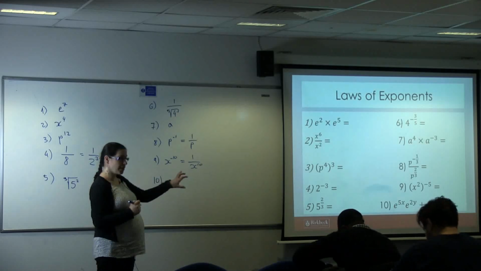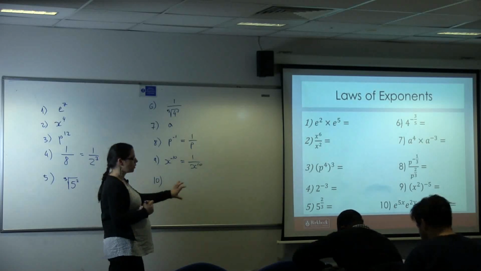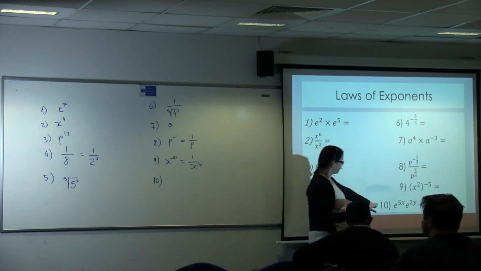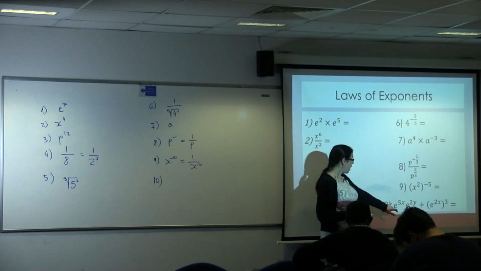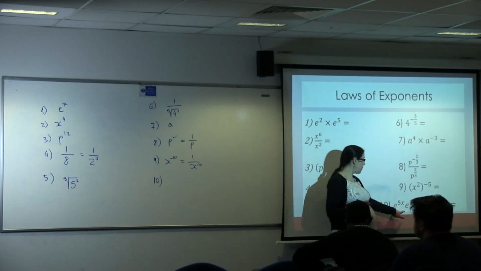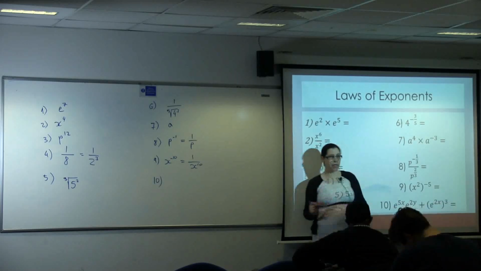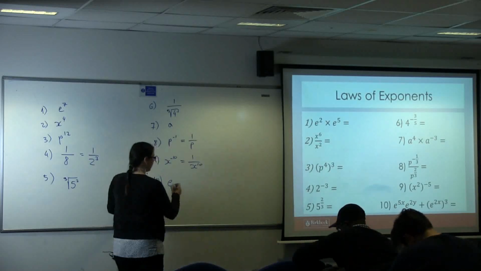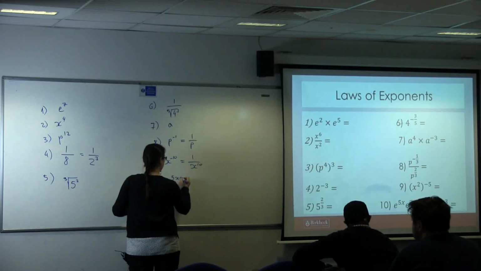Let's attempt it term by term. So what would be the first? What happens in here in the first term? I'm multiplying the same bases together. So what do I need to do with the indices, the powers? Add them together. So it will be 5x plus 2y.